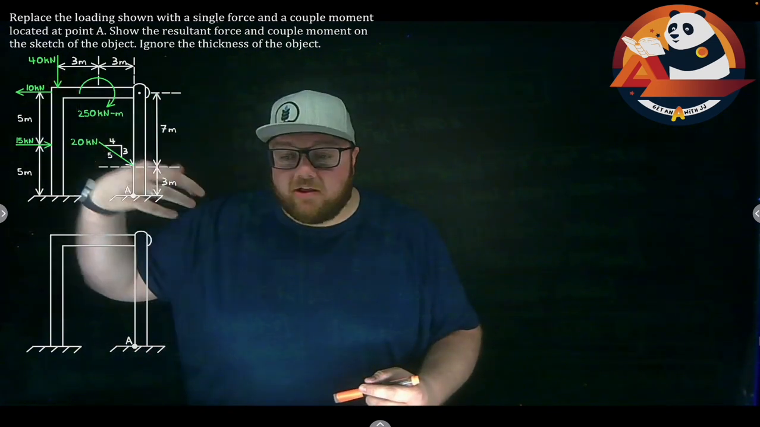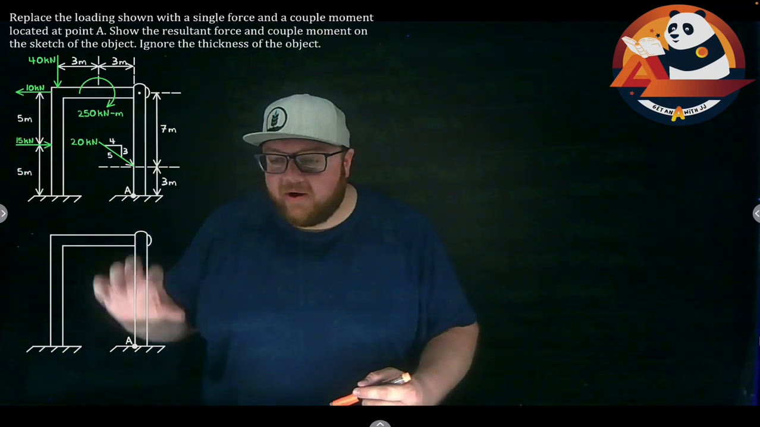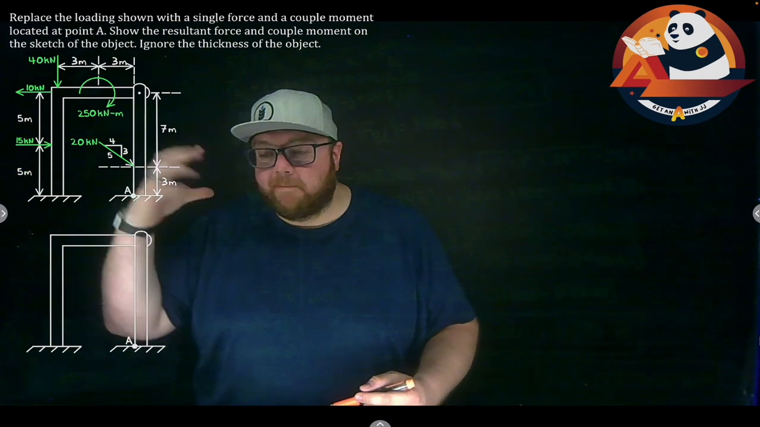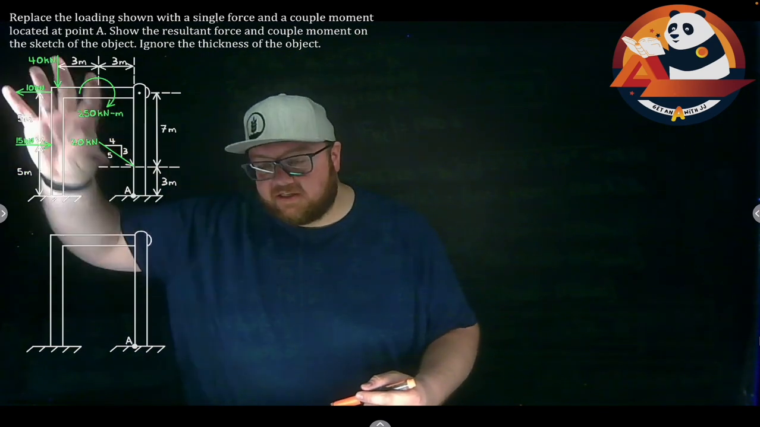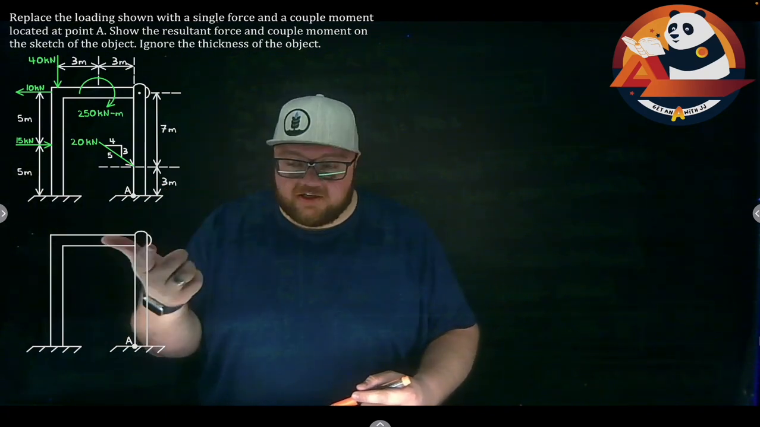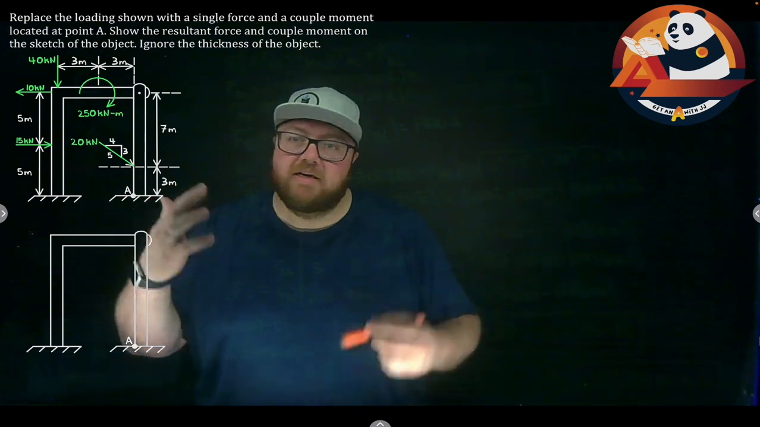So if we're doing equivalent loading, which is all this problem is, we have to have the same tendency to translate and to rotate before and after we're moving our forces around. So really, to make sure we have the same translation, we can sum up our forces in the x and y, use them to get a resultant force at a known angle.